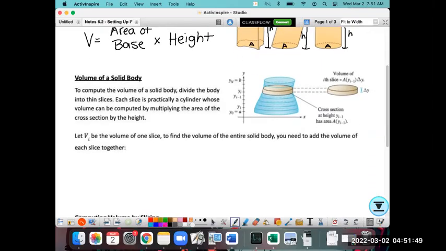The more slices we have, the more accurate we can be, kind of like with Riemann sums when we were calculating area underneath the curve. The more rectangles we had, the more accurate we could get the estimate. So how do we calculate the volume? We'll calculate the volume of all of these tiny little slices and add them together. So technically, when you're doing repeated addition, we can call that a summation.